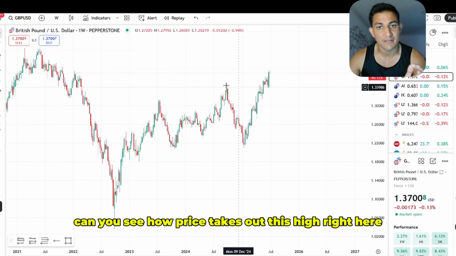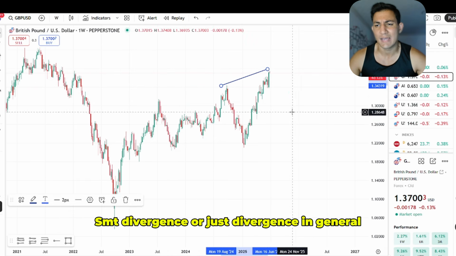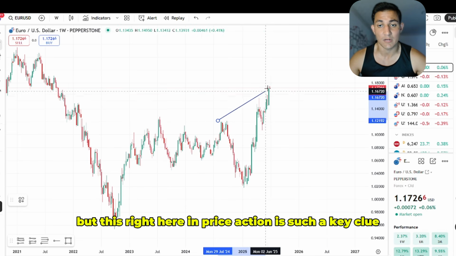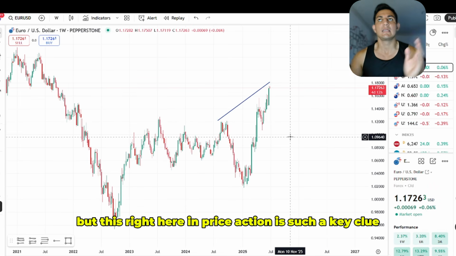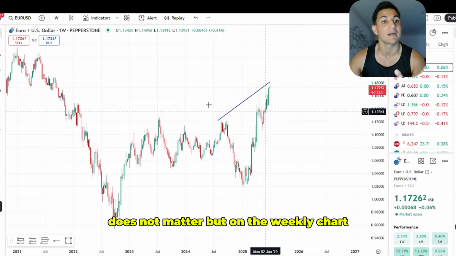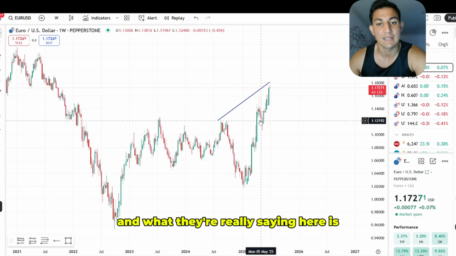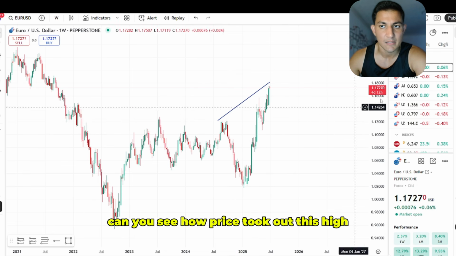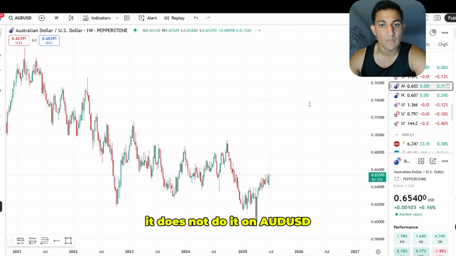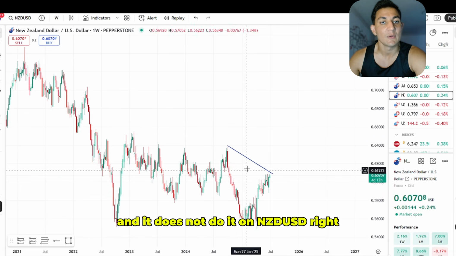Can you see how price takes out this high right here, right? Now you might hear this be called SMT divergence or just divergence in general. The name does not matter, but this right here in price action is such a key clue on the weekly chart, right? This on the 5-minute or 1-hour chart does not matter, but on the weekly chart, this is smart money screaming at you. And what they're really saying here is, can you see how price took out this high on EUR/USD? It does it on GBP/USD. It does not do it on AUD/USD, and it does not do it on NZD/USD, right?